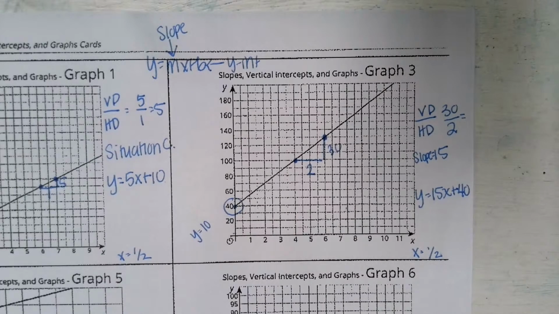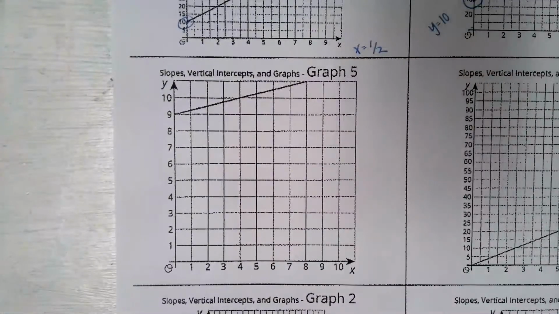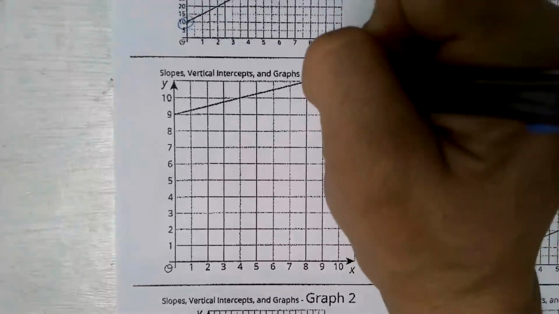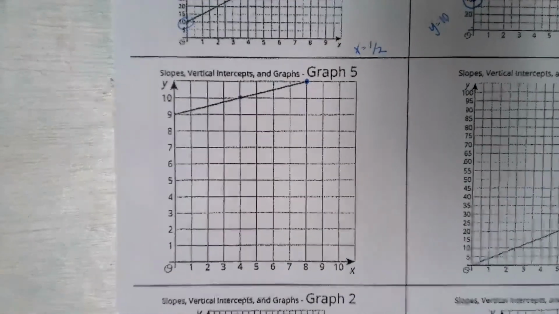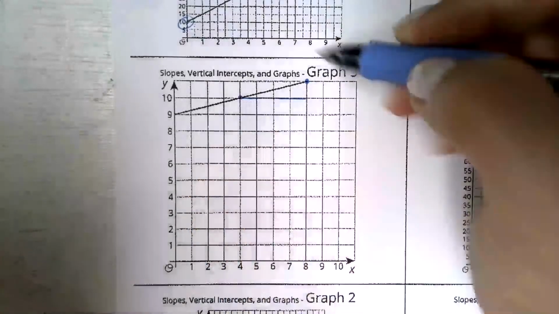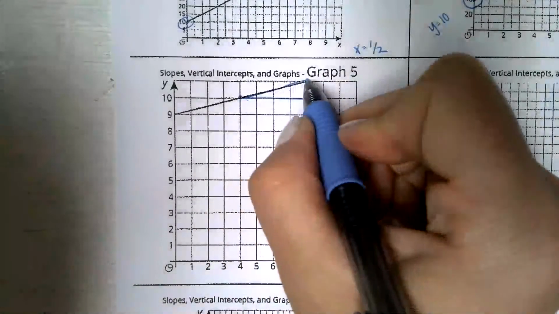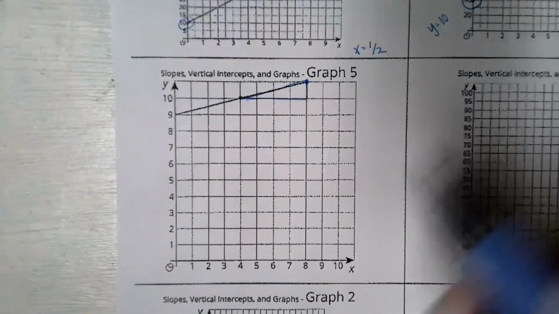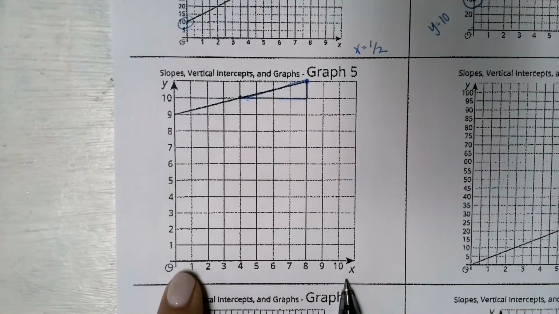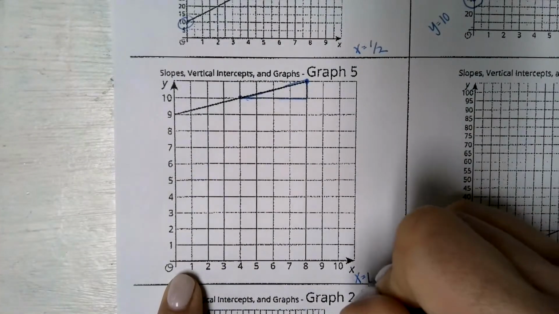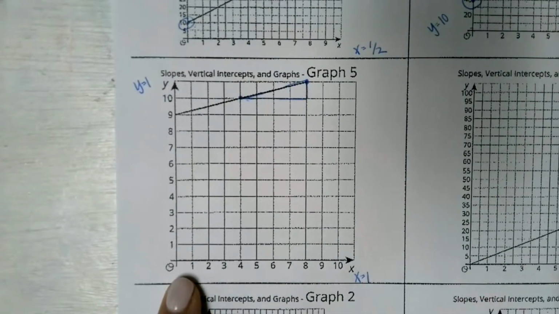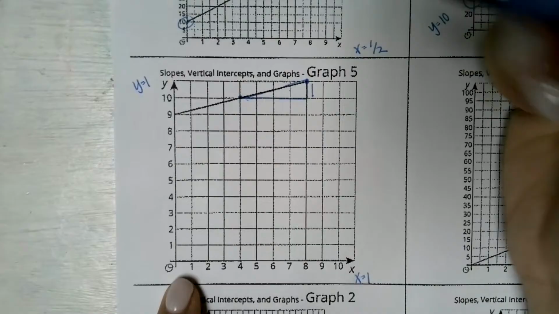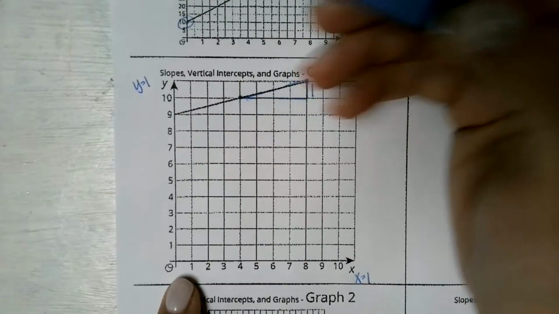Okay, let's do the next graph. Graph 5. I need to find 2 good points. There's one here and there's one here. I'm going to make my slope triangle. I need to determine what we're counting by here. So x's, we're counting by ones. My y-axis, I'm also counting by ones. That's nice. So this is 1, and this is 1, 2, 3, 4.